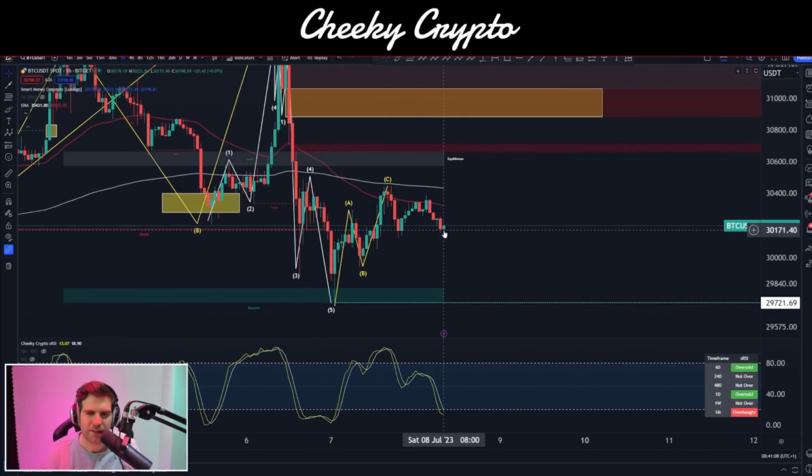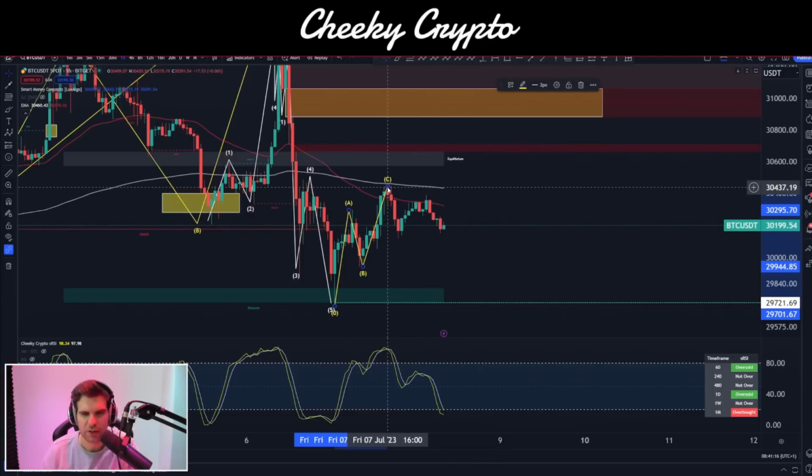We can then see that we have this correction coming down here. And this one actually looks like it's holding up reasonably well. Let me show you.